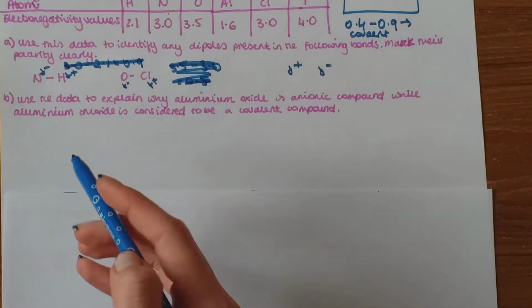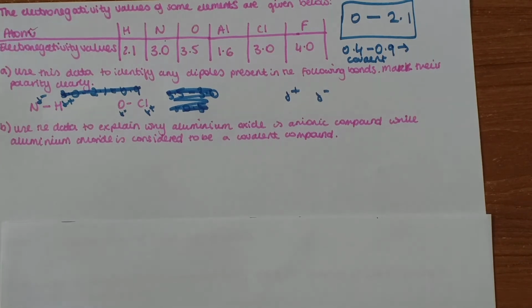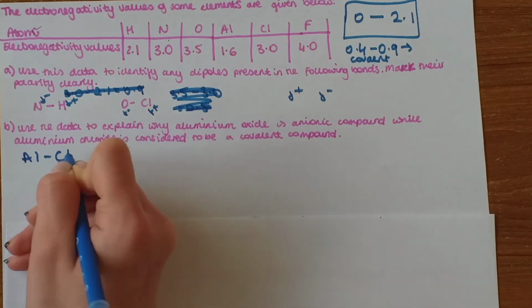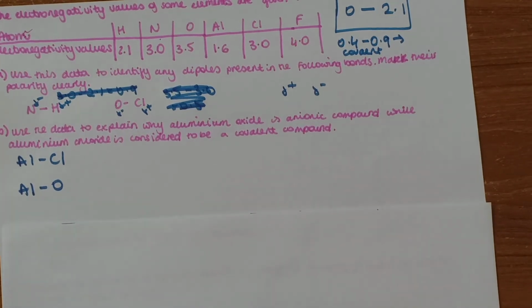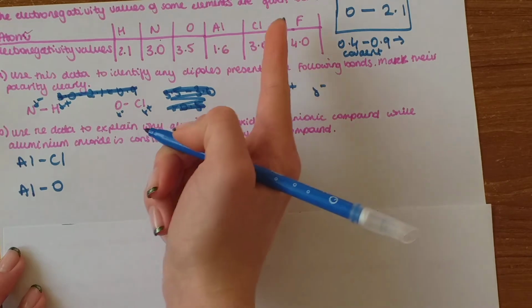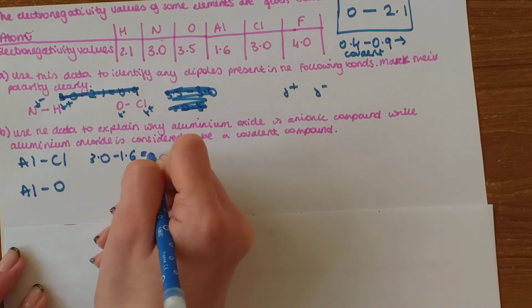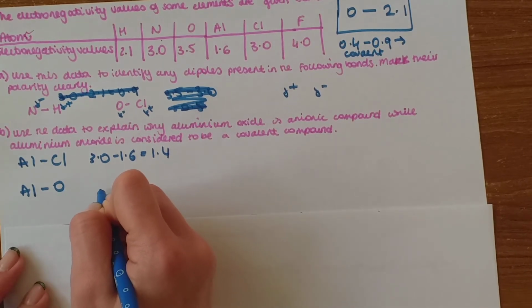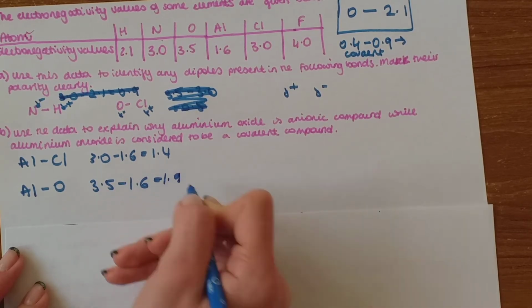So oxygen is going to be with minus and chlorine is going to be with the plus. And now we've got to use the data to explain why aluminium oxide is an ionic compound while aluminium chloride is considered to be a covalent compound. So we've got aluminium chloride and we've got aluminium oxide. In aluminium chloride, we do 3.0 minus 1.6, which gives you 1.4. In aluminium oxide, we've got 3.5 minus 1.6, which gives you 1.9.